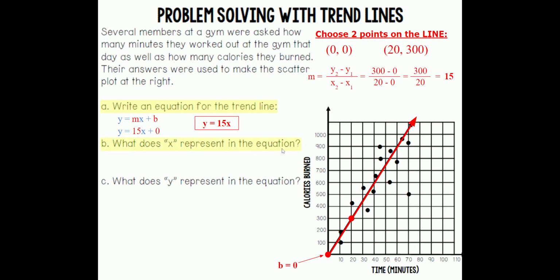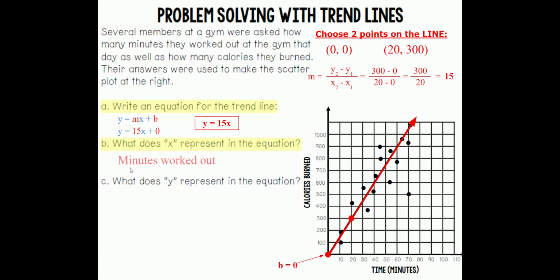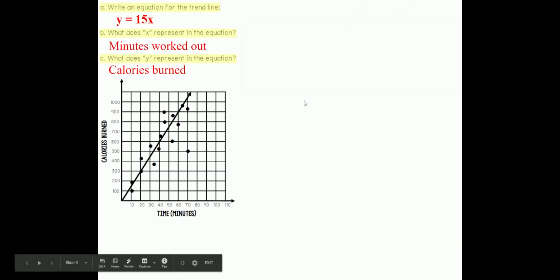What does the x represent in the situation? Well, if we look at our x-axis, look how it's labeled, it's the time in minutes. Given the context of the story, time in minutes of what? Well, it's about working out, so how many minutes they spent working out. So x represents the minutes worked out. What does the y represent? On the y-axis, it's labeled calories burned. So we can say that the y represents the calories burned after working out, but we can just say calories burned. Let's go to our questions now.